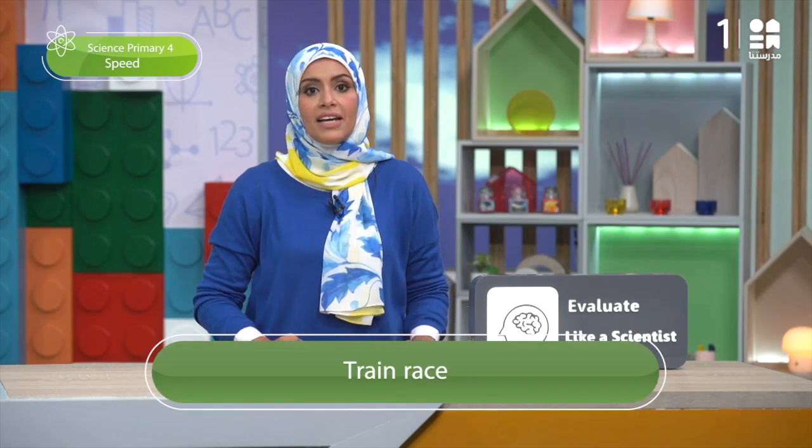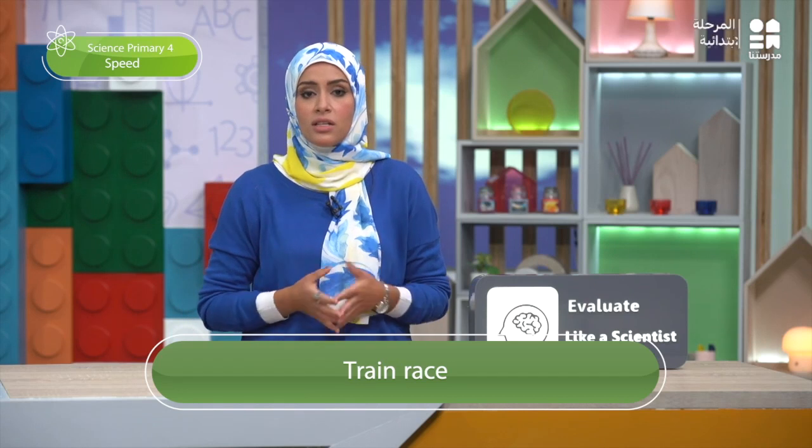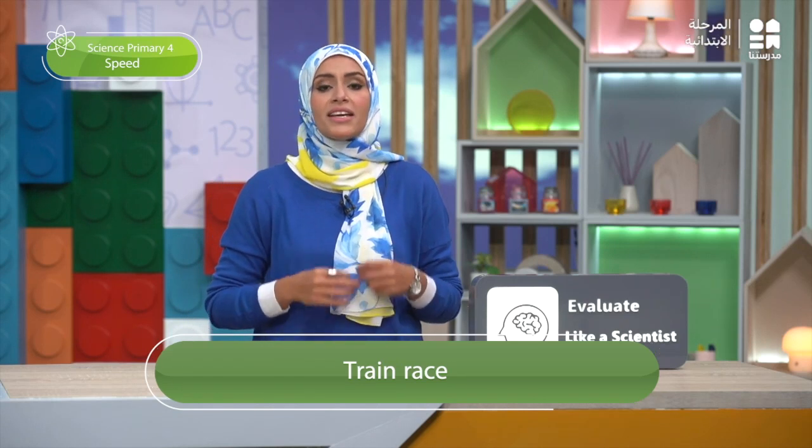Activity number 11, Evaluate Like a Scientist, is entitled Train Race. We should evaluate our information before introducing a scientific explanation, then share it with our colleagues. Let's read the text on page 205, which gives us some data about model trains. After that, we will answer the question. Let's start.